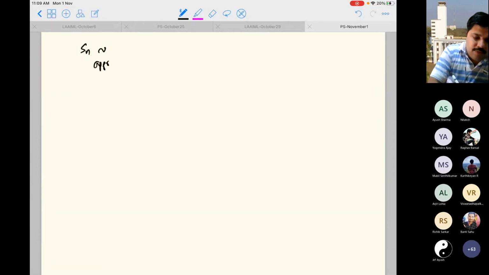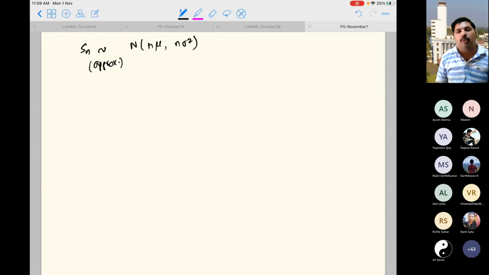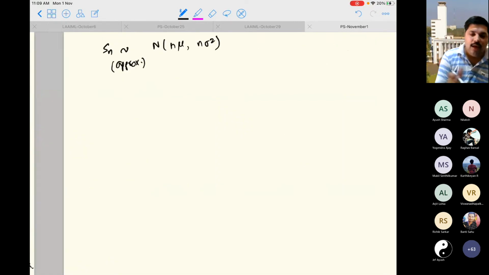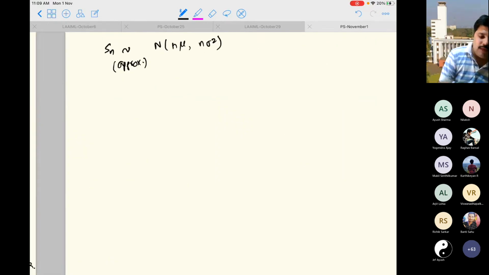Sn approximately follows which distribution? It follows a normal distribution with this mean and this variance, right? So this is the approximate distribution of Sn. This is the most important thing. And again, what is the meaning of this approximate?